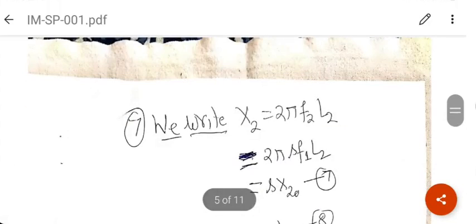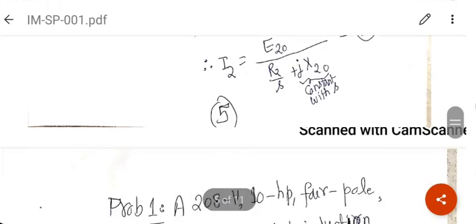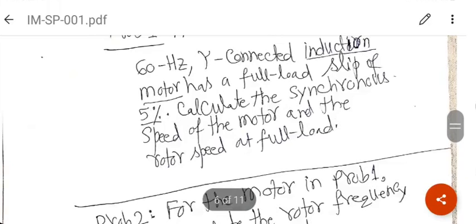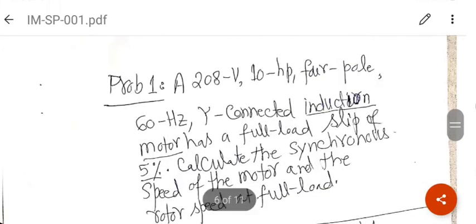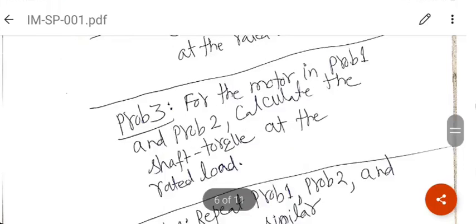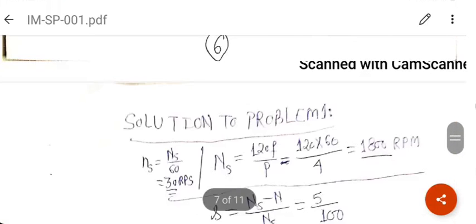Some of these problems, I think, were solved in the previous lecture also, but let's go through it once again. A 208 volt, 10 horsepower, 4 pole, 60 hertz Y-connected induction motor has a full load slip of 5%. Calculate the synchronous speed of the motor and the rotor speed at full load. You don't need equivalent circuit for this. NS and N. We have done this previously also, but let's look at the solution.